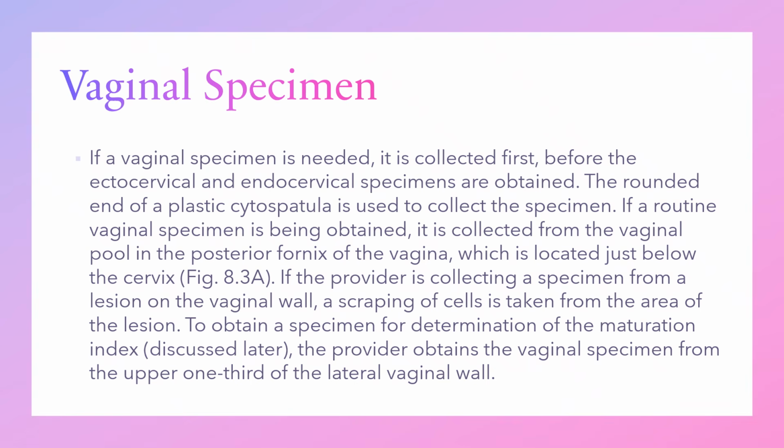If the provider is collecting a specimen from a lesion on the vaginal wall, a scraping of cells is taken from the area of the lesion. To obtain a specimen for determination of the maturation index, which we look at in just a little bit, the provider obtains the vaginal specimen from the upper 1/3 of the lateral vaginal wall.